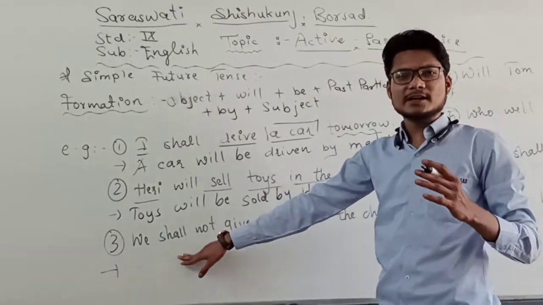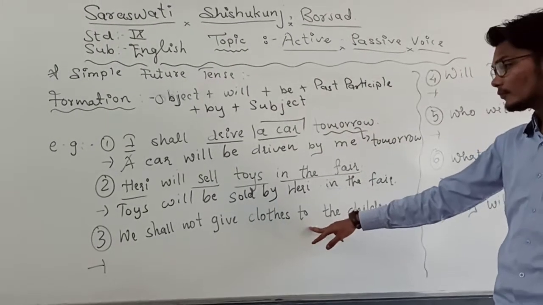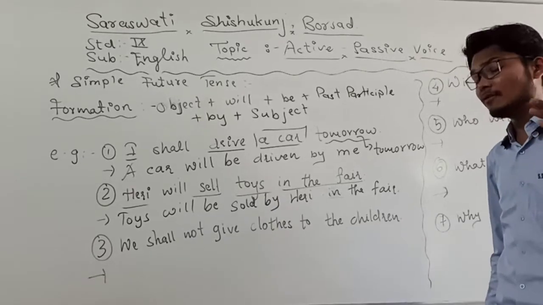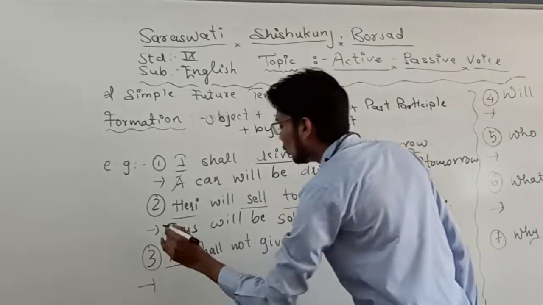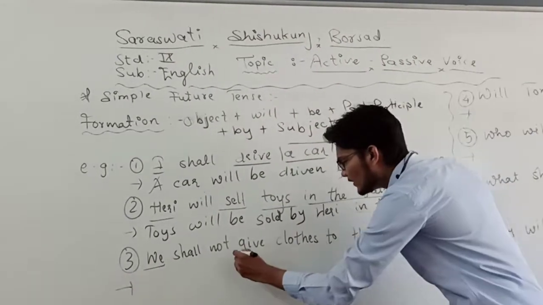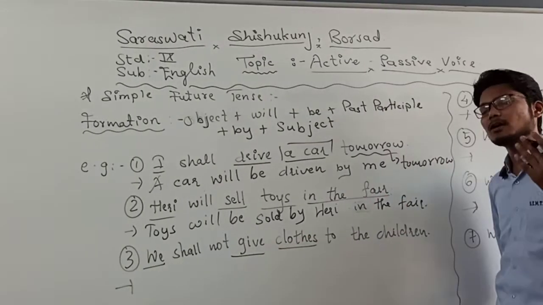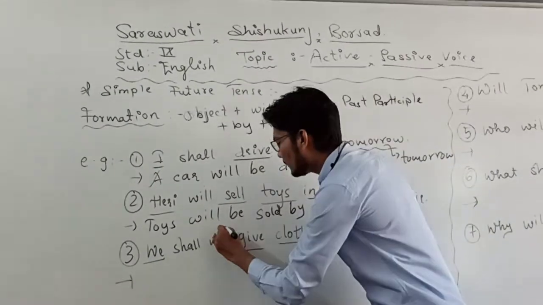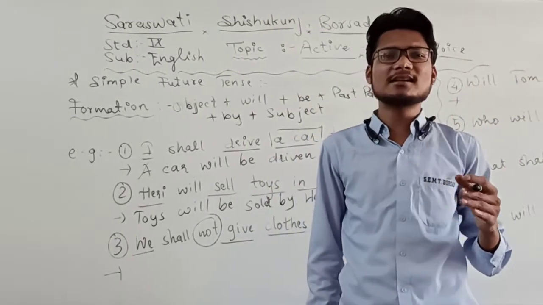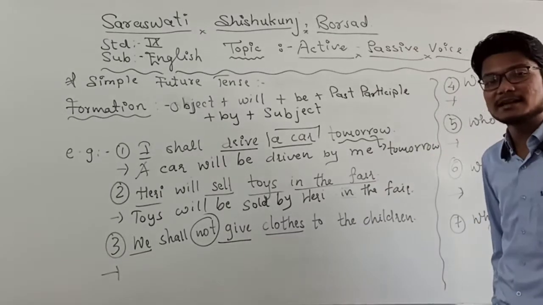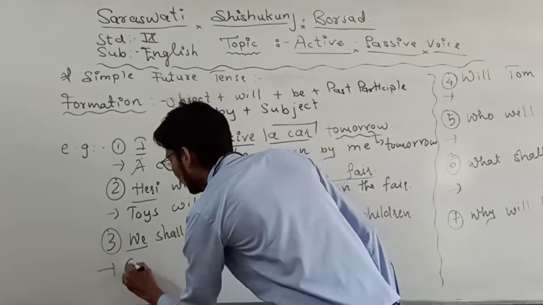Now let us move ahead with the third example. We shall not give clothes to the children. Now here, firstly we have to find out the subject, verb and object. Your subject is we, your verb is give, and clothes is considered as your object. But keep in mind that this is a negative sentence. Now whenever any negative sentence is there, nothing special to do. Let us see what changes will take place. Firstly, what is your object? That is clothes. So do write clothes.